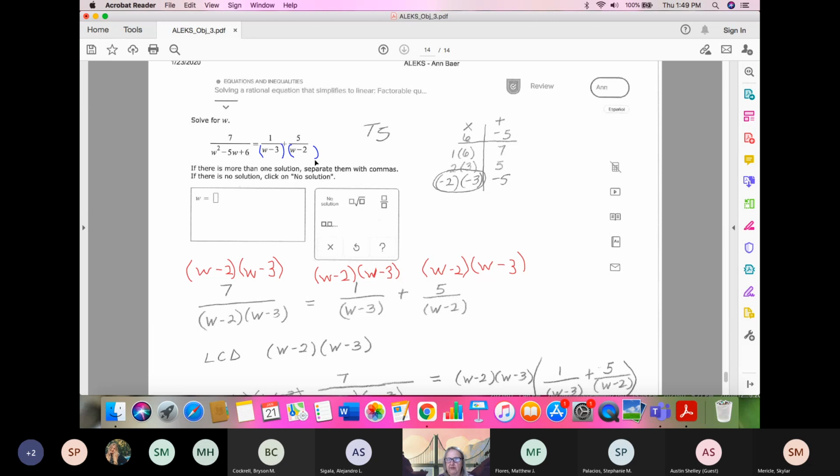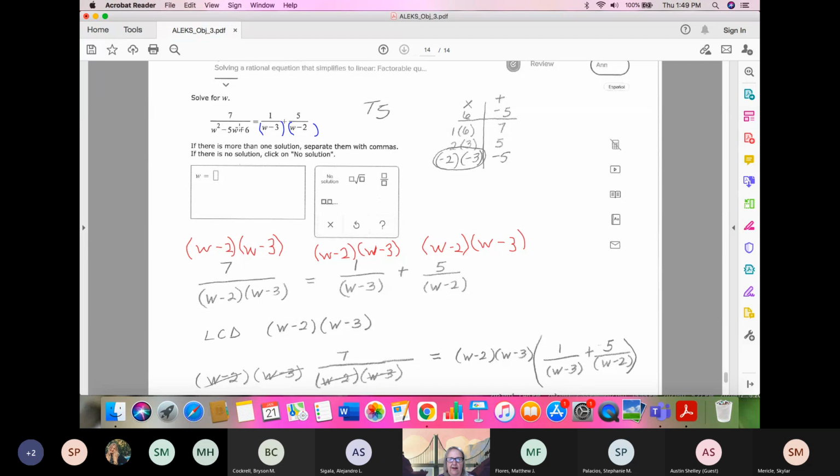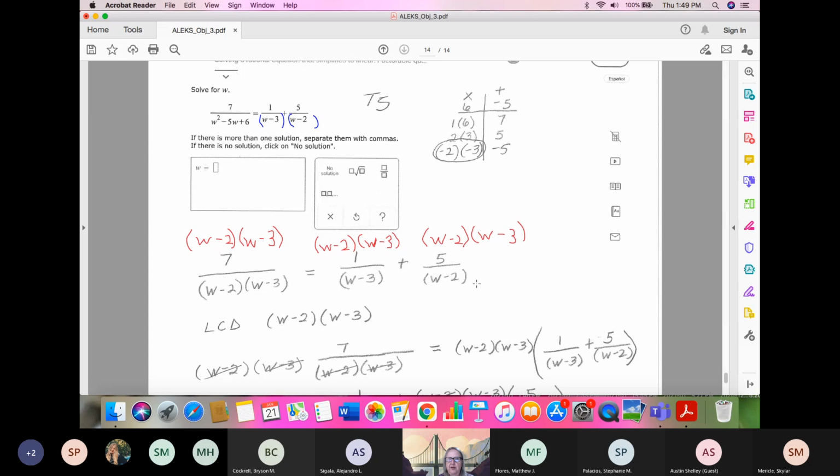These guys multiply together, right? So you want to write this in factored form. So this is really 7 over w minus 2 times w minus 3. And I just copied the rest of this over. So the LCD is just, we take the first one here, in factored form, needs to be in factored form. So our LCD, we just take this, copy it down here.